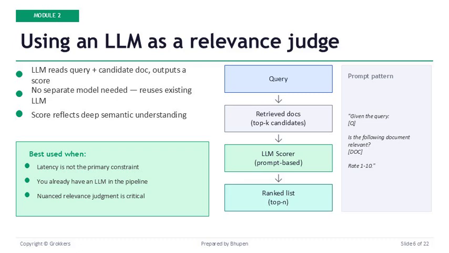Here's how it works. You take your query, pair it with each candidate document, and ask the LLM a simple prompt. Given this query, rate this document's relevance from 1 to 10. The LLM reads both pieces deeply, understands nuance, context, even implied meaning, and gives you a score.